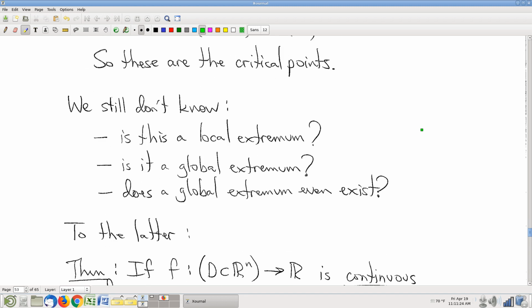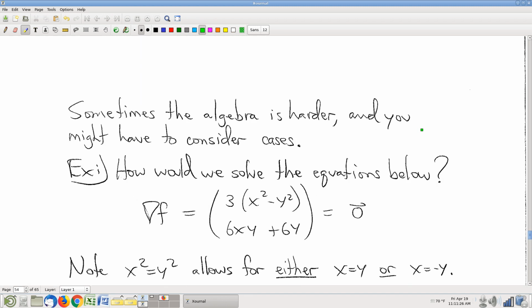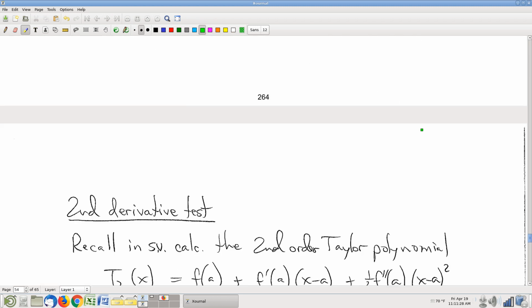Okay, so we are actually mostly done with what I need to. There's one more example that I need to do. Oh, and then there's that.